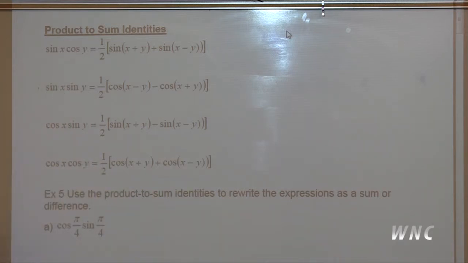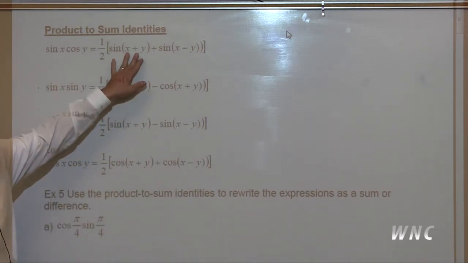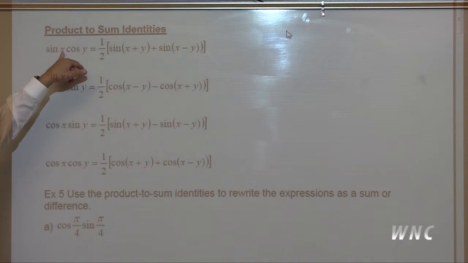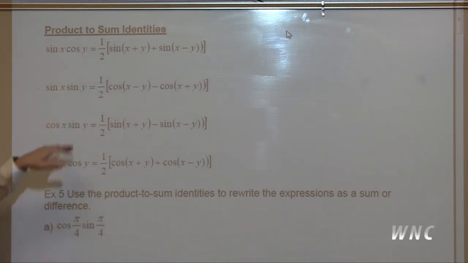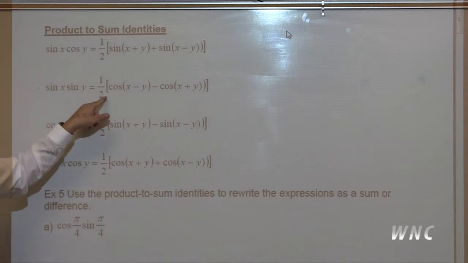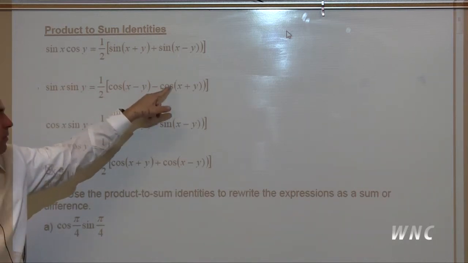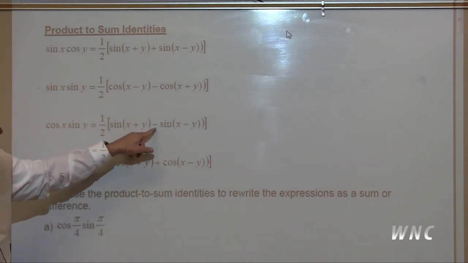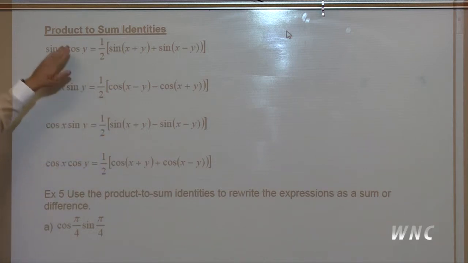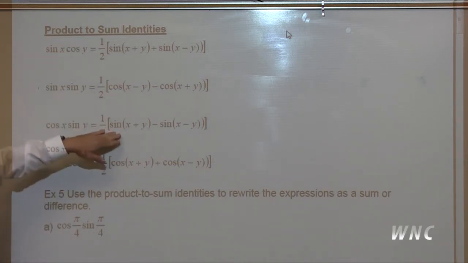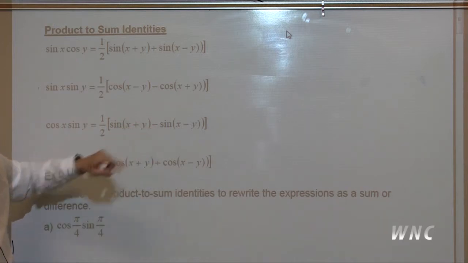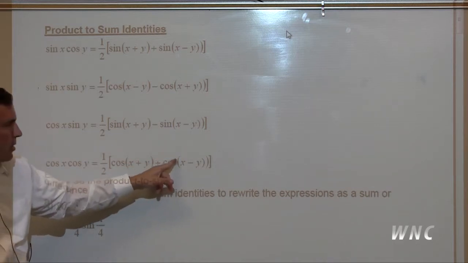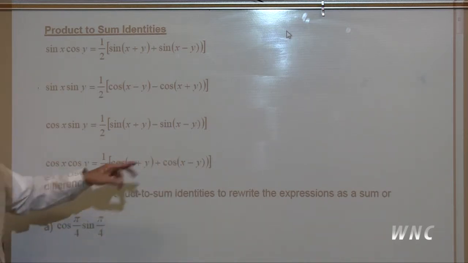So sine x cosine y equals 1/2 of sine of x plus y plus sine of x minus y, where x was the angle inside sine, y was the angle inside cosine. Sine of x times sine of y is 1/2 cosine of x minus y plus cosine of x plus y. Cosine of x sine of y is 1/2 sine of x plus y minus sine of x minus y. Looks a lot like the sine x cosine y. The difference is there's a negative here. And cosine x cosine y is 1/2 cosine of x plus y plus cosine of x minus y. So I have an extra parenthesis in these.